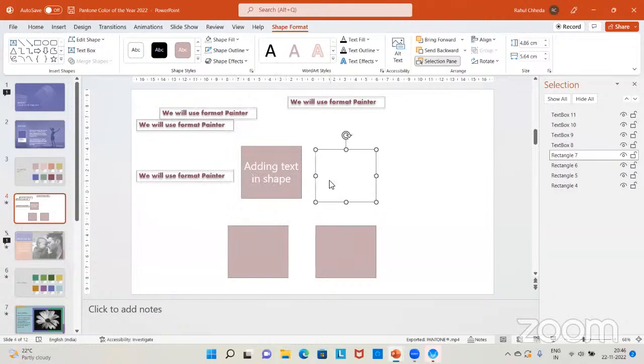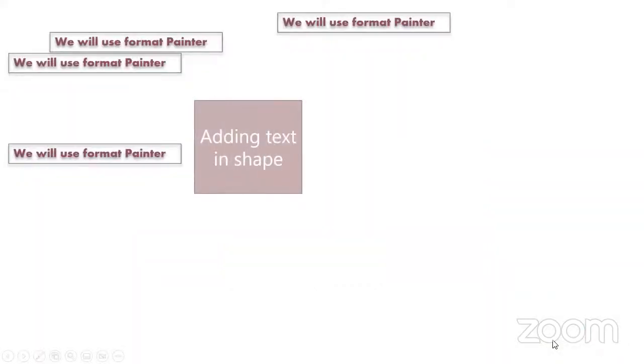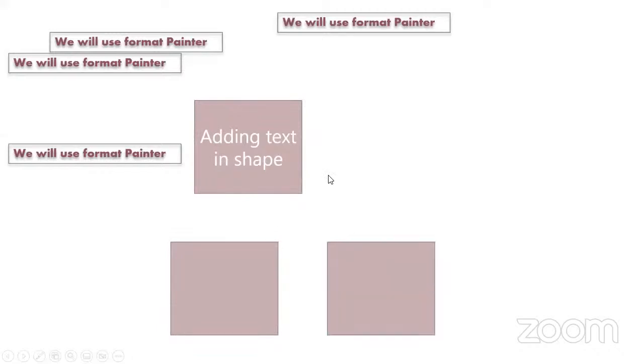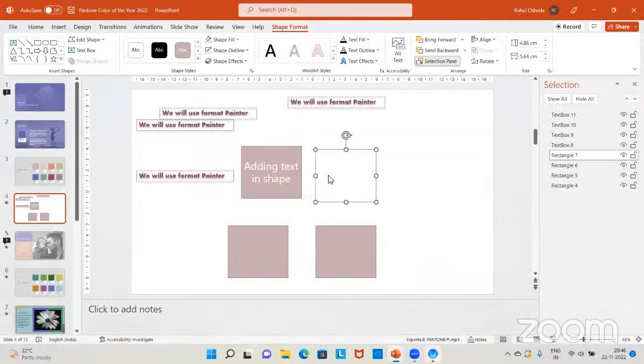So that shape is still there, but it's not visible. And when you do the slideshow, you will not see that shape at all. Only the other shapes will be visible. So you can use the option of making the shape fill and shape outline as no fill, so that you are able to make that shape invisible.